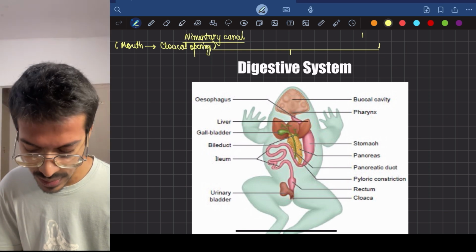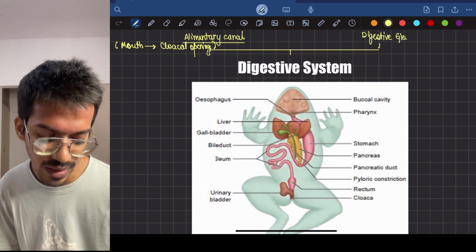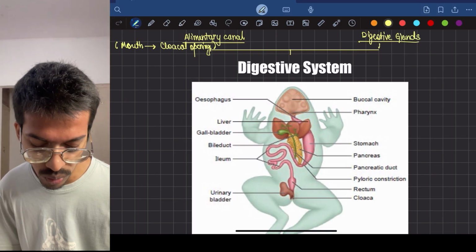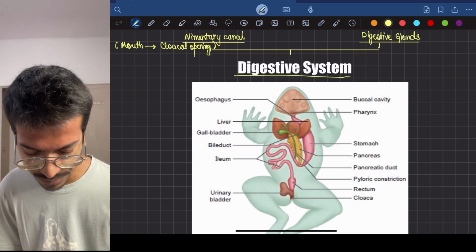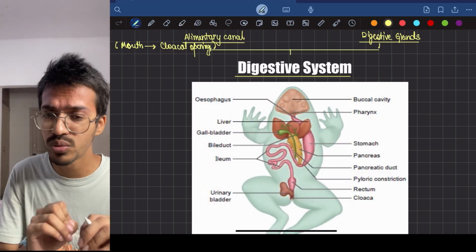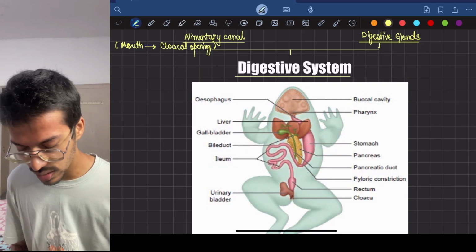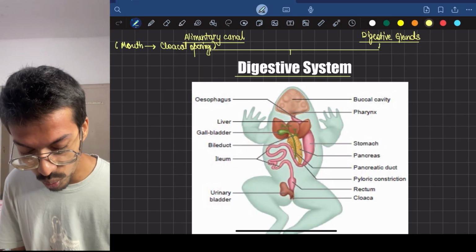Whereas the other is the digestive glands, which help in digestion. So these are the two parts of the digestive system. We have understood that they are similar to what humans have. Okay, so let's see them one by one. In the alimentary canal, what all organs will be there?